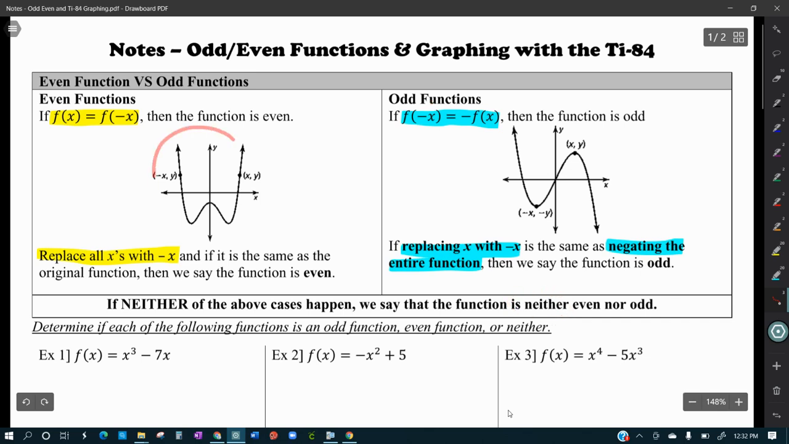Even functions generally take the shape of a quartic. The end behavior goes upwards on both ends or downwards on both ends. The odd functions generally go up on the left and down on the right.